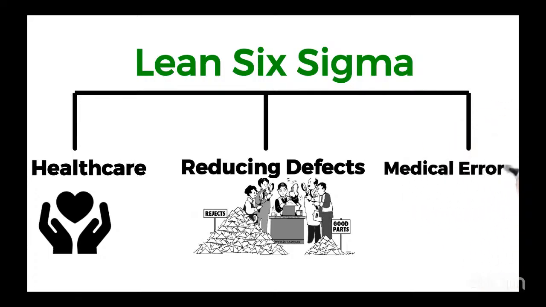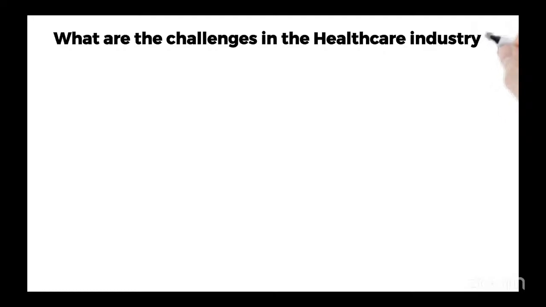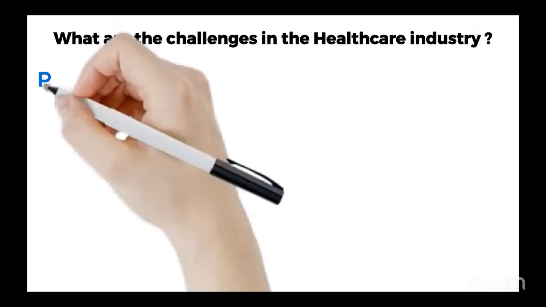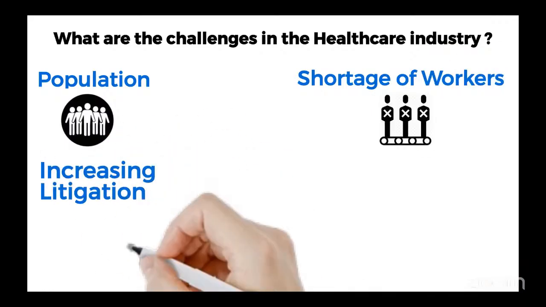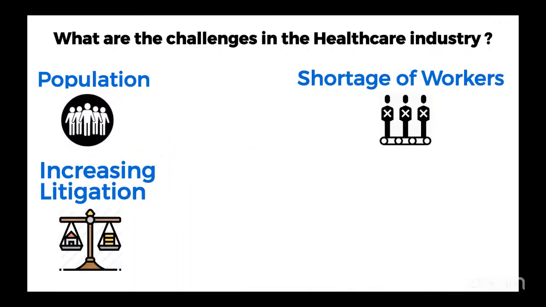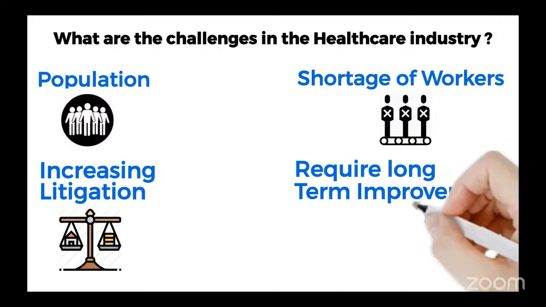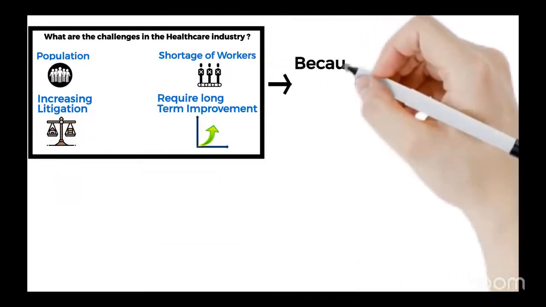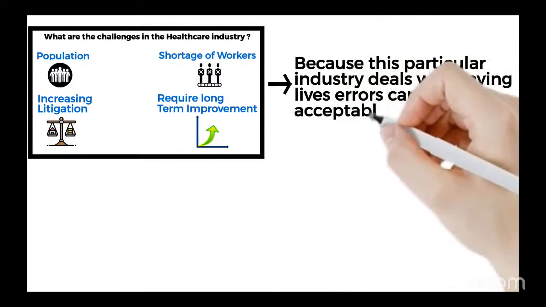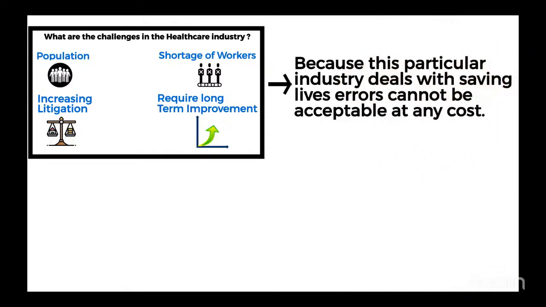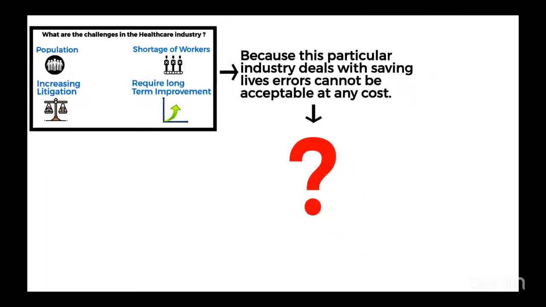result in medical errors. There are so many challenges in the healthcare industry, like an aging population, shortage of workers, increasing litigation, and many more that require long-term improvement. Because the healthcare industry deals with saving lives, errors cannot be accepted at any cost. So, how does Lean Six Sigma really help?